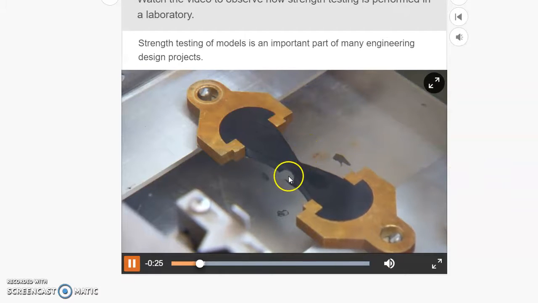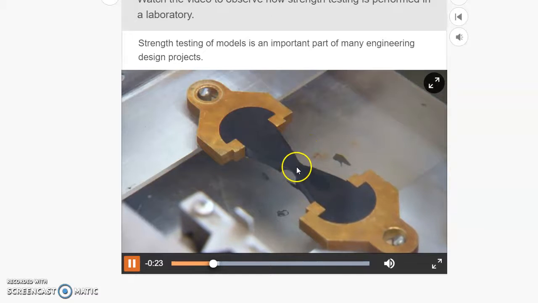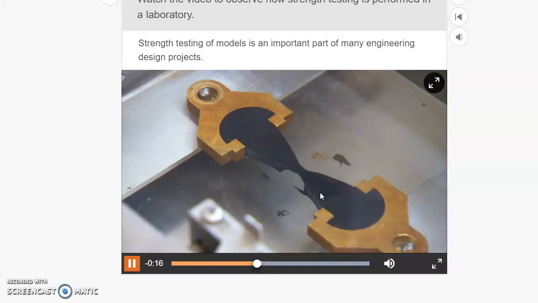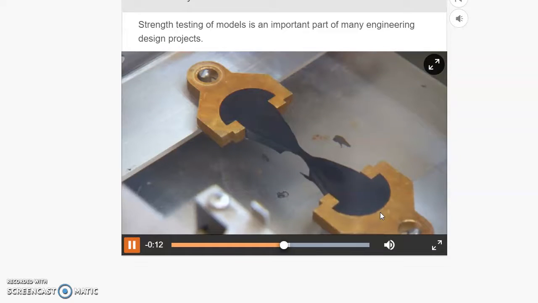You can see it testing the material. It's ripping and ripping and ripping. And this is going to be important to know. Do you need a thicker material? Is this material enough? Are you going to have that much pressure pulling or not? Or what you need it for?